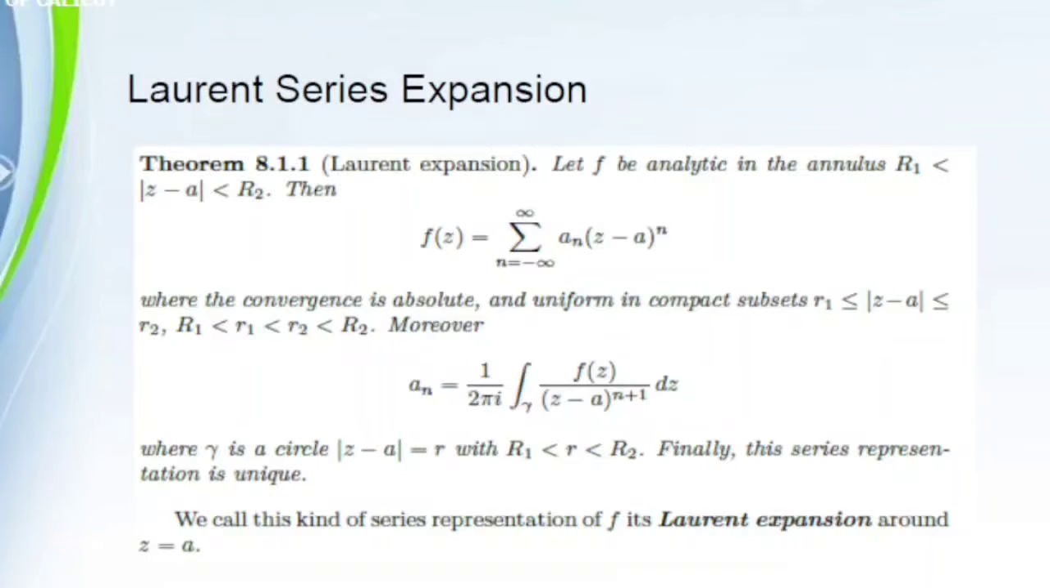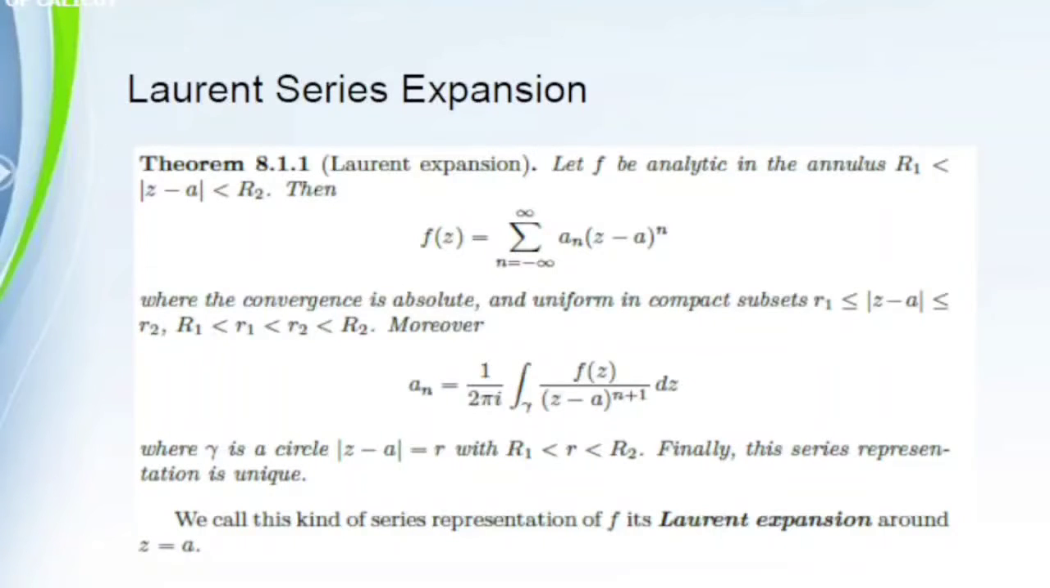Given a function f analytic in the annulus r1 less than mod z minus a less than r2, the series expansion is of the form f of z equals sigma n from minus infinity to infinity a_n times z minus a to the power n, where the convergence is absolute and uniform in compact subsets r1 less than or equal to mod z minus a less than or equal to r2.